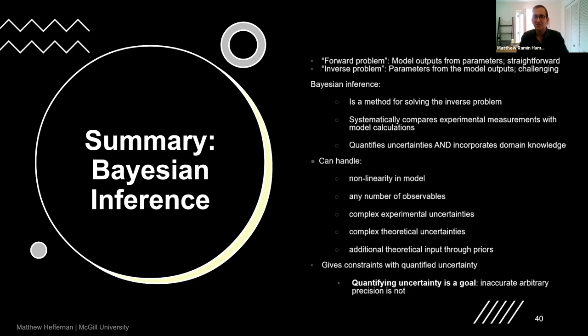And I can't stress enough that it should be a goal to quantify the uncertainty in a study, because that's a representation of the accurate state of knowledge about that parameter or that quantity. And so inaccurate arbitrary precision, which doesn't faithfully represent the true uncertainty, is not a goal of a Bayesian study. I just really want to make sure that's clear and explicit.